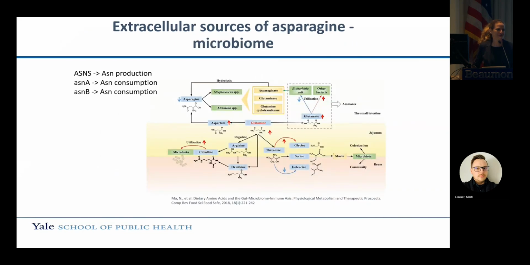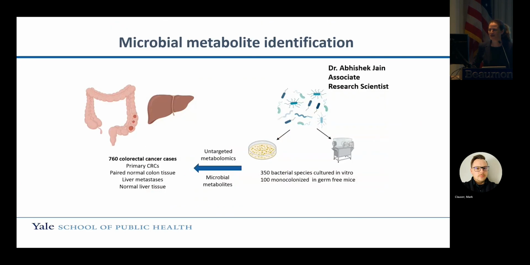I don't think I have time to go into the bacterial part, but I just wanted to mention we're doing this at the moment in collaboration with a couple of the microbiome groups at Yale. We have grown 350 bacterial species in vitro, and we've done all of the metabolomics on these species individually. We then took 100 of these and monocolonized them in gnotobiotic mice. We took the cecal contents and analyzed the metabolome of all of these. So right now we're trying to ID novel microbial metabolites that we could potentially find within our colon tumors, because we have all of this data. So we're trying to cross-correlate everything.